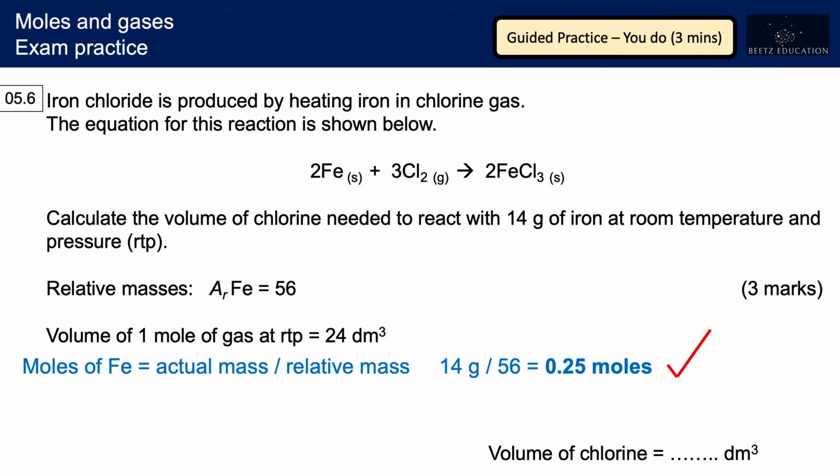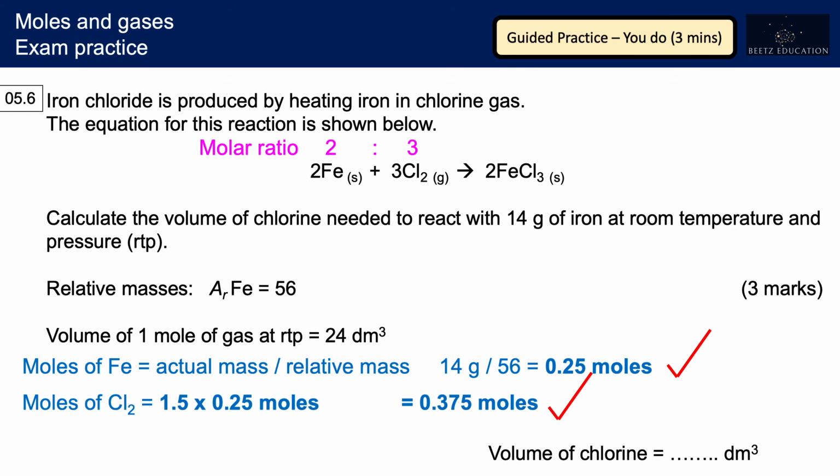Right then, to begin with, you should have calculated your moles of Fe, iron, by using the actual mass from the question divided by the relative mass of iron. Next step, molar ratio, 2:3 ratio based on the balanced symbol equation. Therefore, we will need to multiply the number of moles of iron by 1.5, because we multiplied 2 by 1.5 to get 3. We don't have 2 moles, we have 0.25 moles, so we're going to multiply 0.25 by 1.5 to give us 0.375 moles of Cl2.